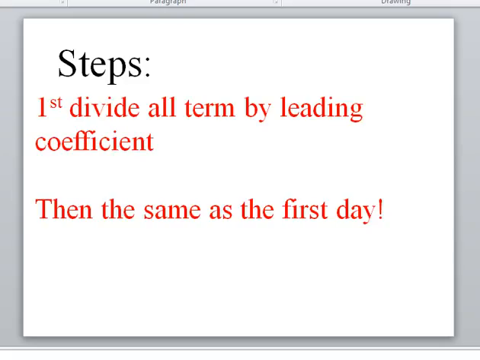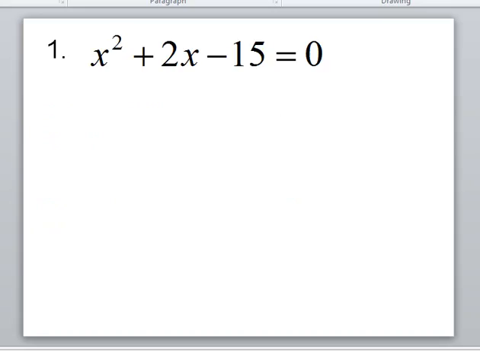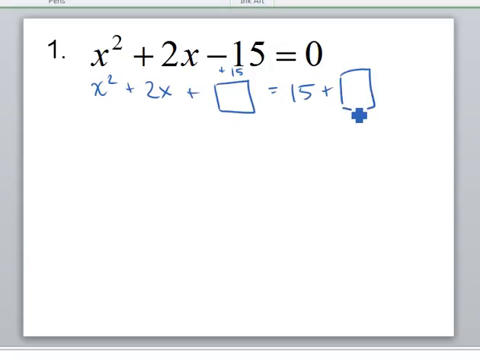So as a review, I'm going to start out with one like the other day. This one is when we have just a 1 out here in front of the x squared. So when that happens, we just separate our x's and our constant. So we'll add 15 to both sides, and I can put my boxes on both sides. And what goes in the box is figured, again, by looking at b. So this is all review from yesterday.